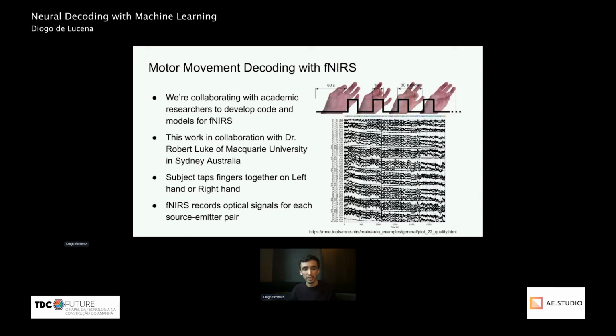But here, the person is trying either tapping the fingers of their left hand together, or the fingers of their right hand. And we're using fNIRS to try to tell which hand the person is trying to use. And again, you can imagine using this as a controller for someone that does not have actual movement of their hand. As they think about moving their hands, we see those signals in their brain showing up, and we can use those to control a cursor, or we can control anything on a computer screen.